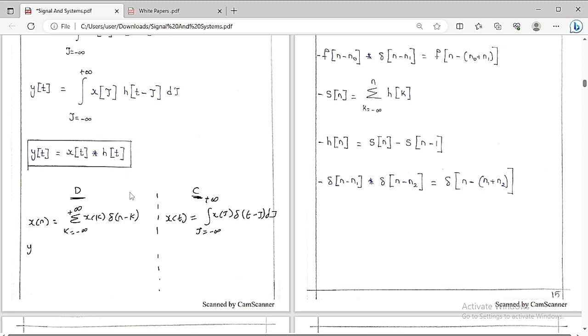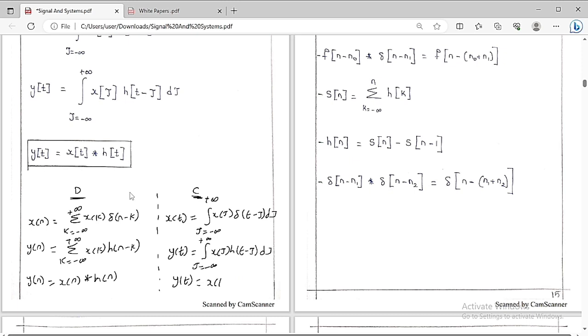Here y of n will become sigma k equals minus infinity to plus infinity of x of k into h of n minus k. Whereas here it will become y of t is equal to the integration from tau equals minus infinity to plus infinity of x of tau into h of t minus tau into d tau. So here we can write y of n is nothing but x of n convolution of h of n. We can write here y of t as x of t convolution of h of t. This is what I am trying to tell you. So this is what I have basically said of this concept.